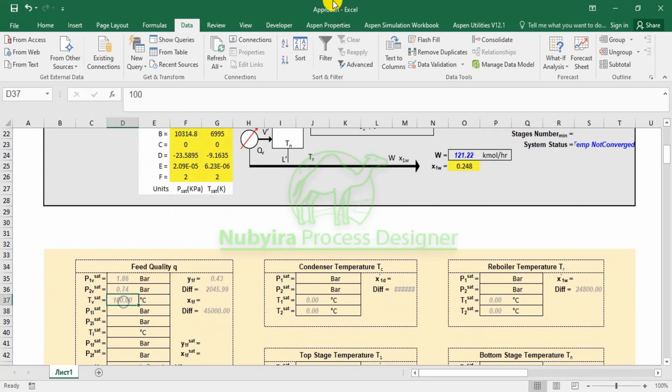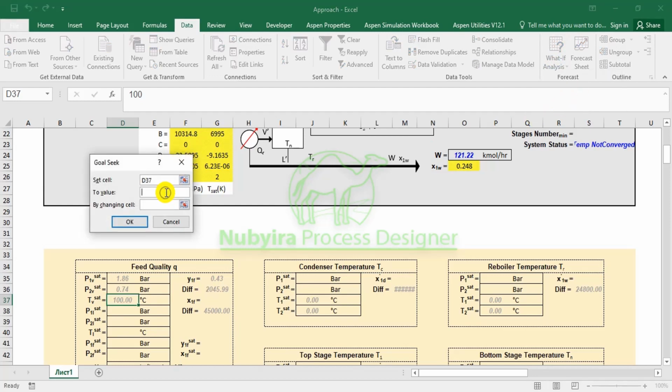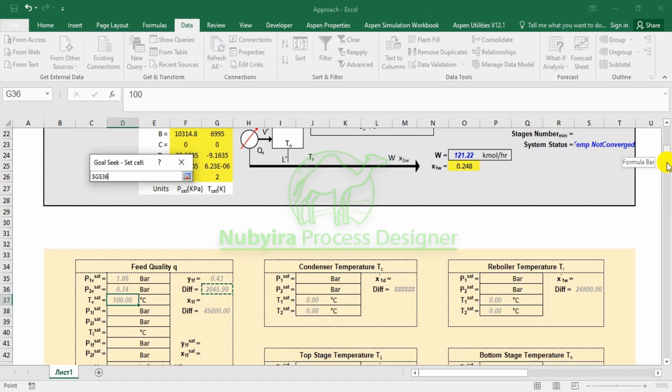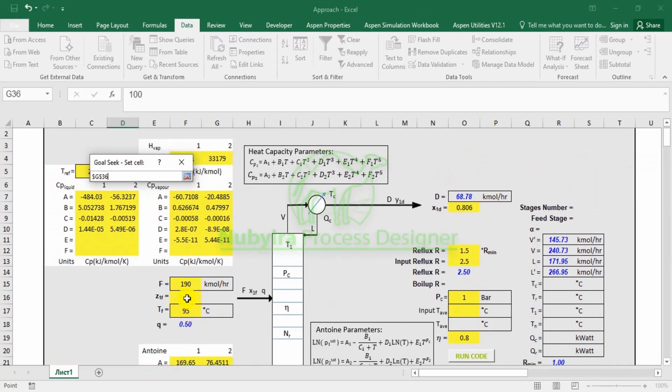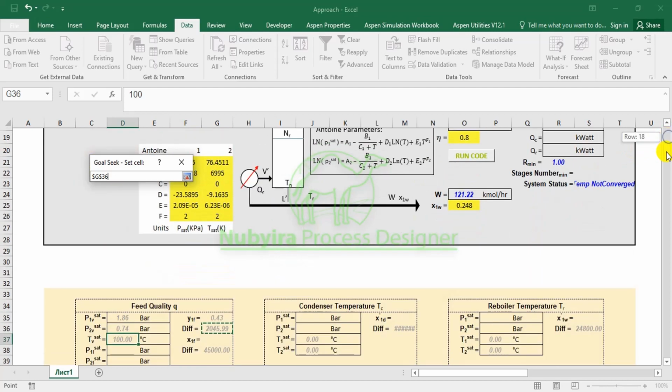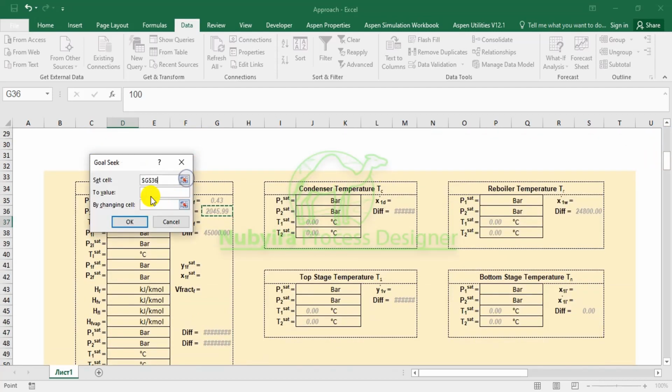You understand? So I'm going to go to the Goal Seek. You can get to the Goal Seek by going to the Data tab, then What-If Analysis, then Goal Seek, then you pick the cell that you want to set the value to be equal to 0. So this difference is the difference between this 0.443, that is the vapor phase mole fraction that we are getting, and the mole fraction of the feed. So I'm going to set it to be 0.